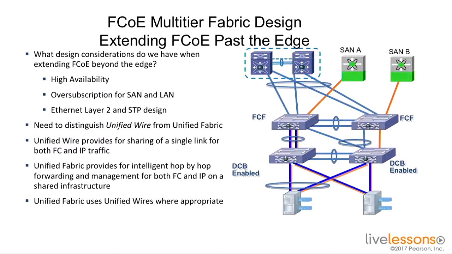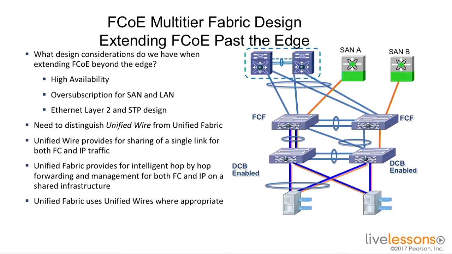For instance, a lot of times Ethernet cabling is cheaper than running fiber. There are also a lot of engineers that are very familiar with IP and Ethernet versus Fibre Channel. So extending that through the network can make a lot of sense in some cases. And we can do that a number of ways.